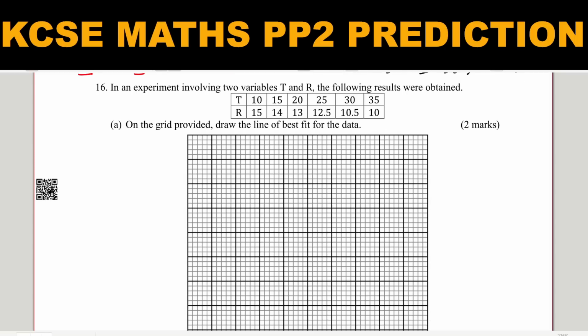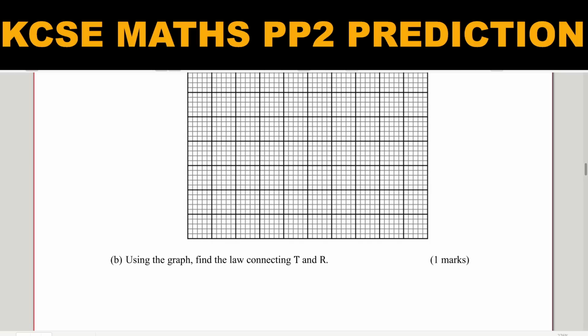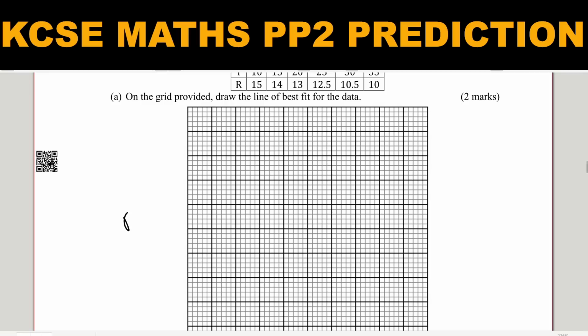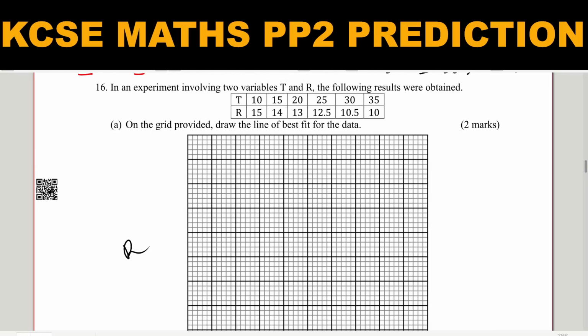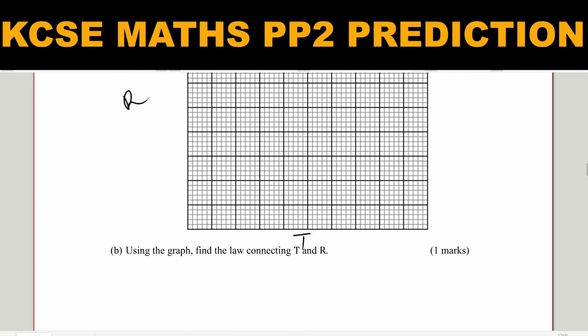So I will plot t on the x-axis, and then on the y-axis I'll have r. Let me look at the values so that I can decide on the scale. For t, you can see the smallest is 10 and the biggest is 35. So I can use 1 centimeter to represent 5 for that. That would be okay. So 0 will be there, then 5, 10, 15, 20, 25, 30, and 35.